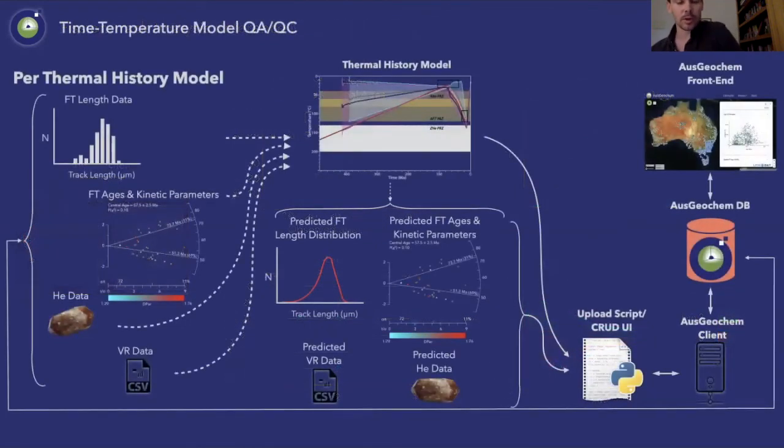And similarly, you're able to record how well thermal history models reproduce input data. So you put in a bunch of various input parameters on the left side that feed into these thermal history models. And then we'll also record the predicted data that those models generate. And then all of this will be uploaded to AusGeochem to allow people to, again, assess the quality of those thermal history models.